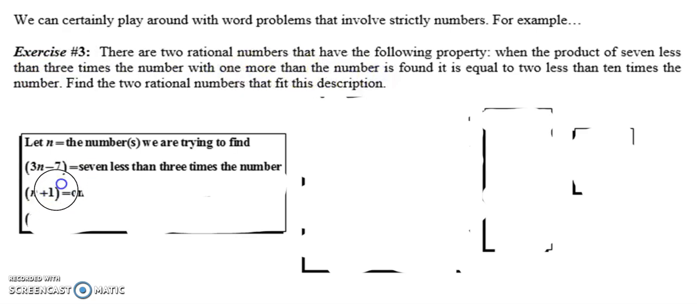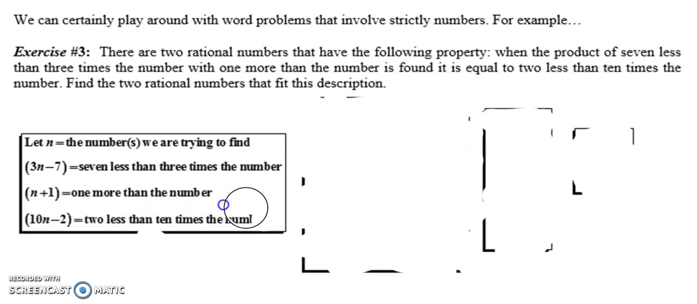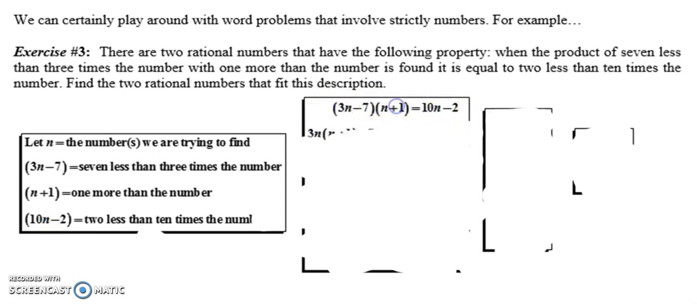So that would be easy. That's 1 more than the number. Is found to equal 2 less than 10 times the number. That would be 2 less than 10 times the number. So remember, it says the product of this and this, so we would multiply, equals this. So when we write that out, there we go. The product of this with this equals that.